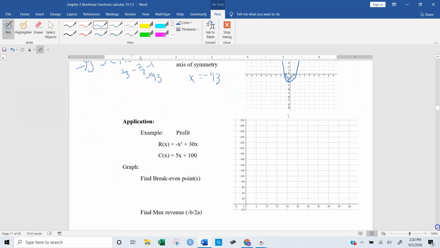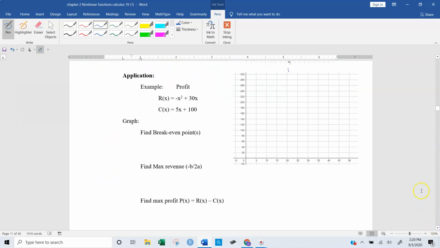Another method. All right, let's look at this. We have application. So this is profit and loss. Remember, revenue versus cost. And we know that profit is equal to revenue minus cost. And we've already learned that. So right now, let's graph these two functions. The break-even point is going to be where they meet, correct?